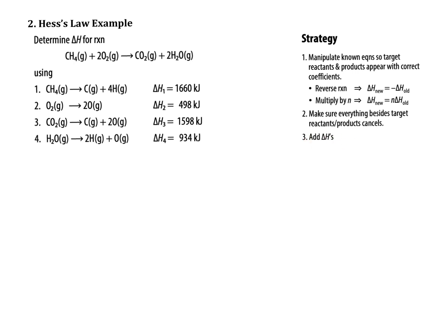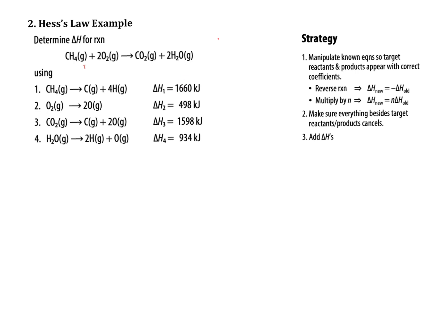And the last step is that you can add the delta H's at the very end, and that will basically do one of these cycles, going from CH4 and O2 to CO2 and H2O via this sort of circuitous means, just like we did on the last slide.